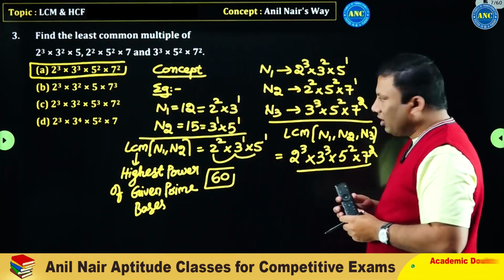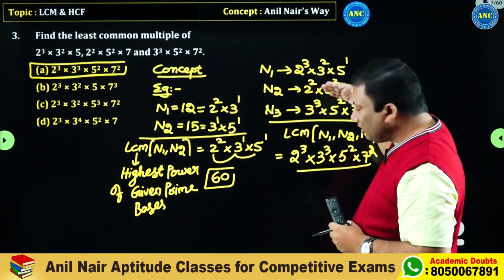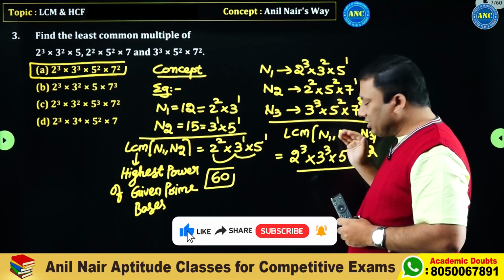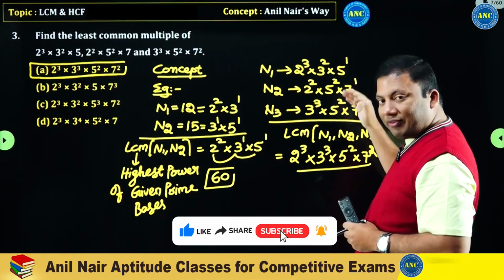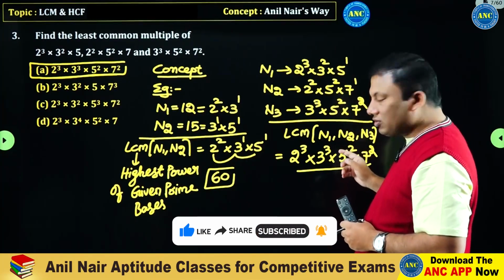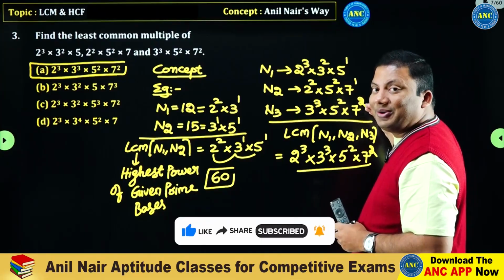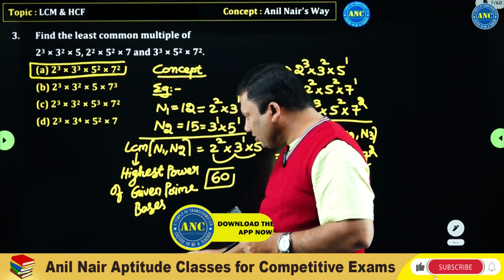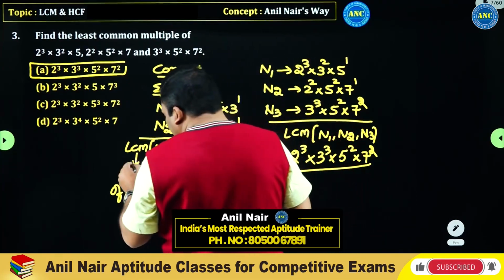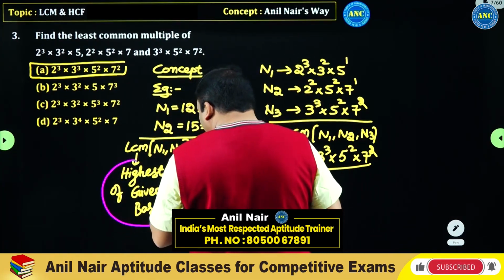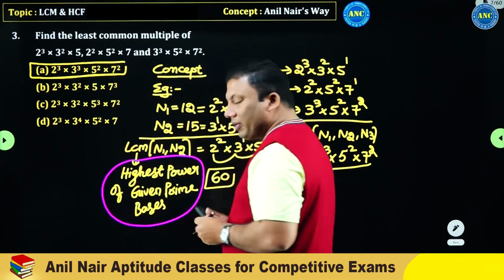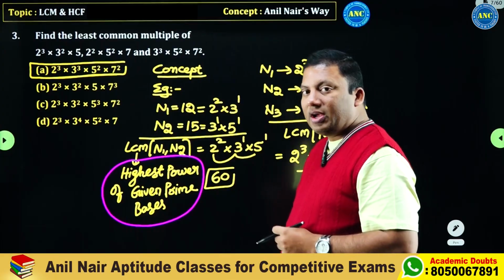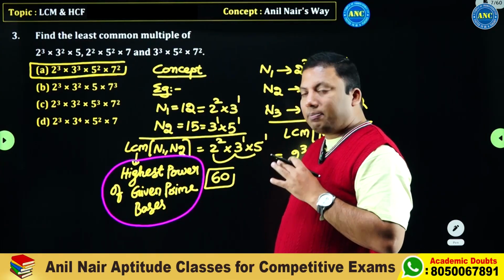Why, sir? Because 2 cube, 2 square, what is highest? 2 cube. 3 square, 3 cube, what is highest? 3 cube. 5 power 1, 5 square, what is highest? 5 square. 7 power 1, 7 power 2, what is highest? 7 square. Very important concept. What is the concept being tested here? LCM always takes the highest power of the given prime basis.